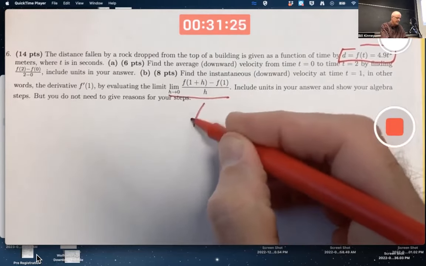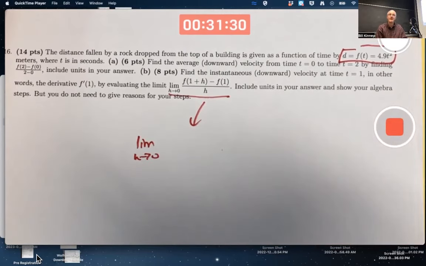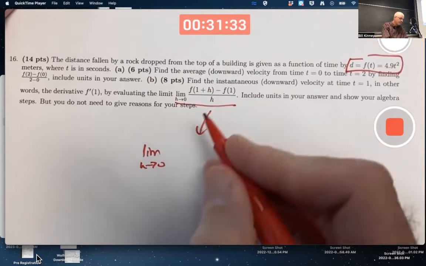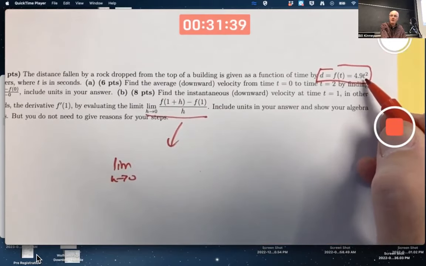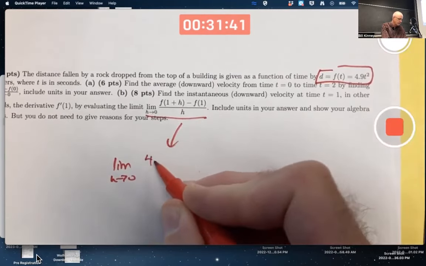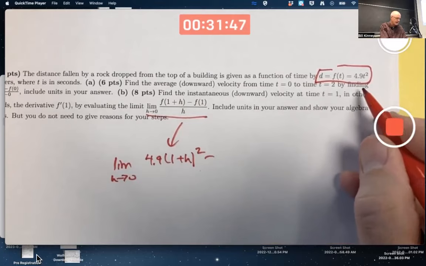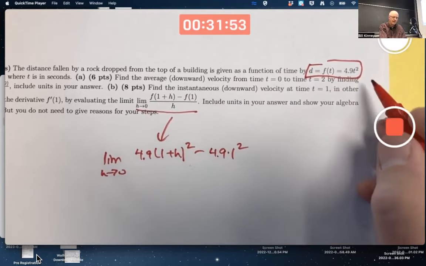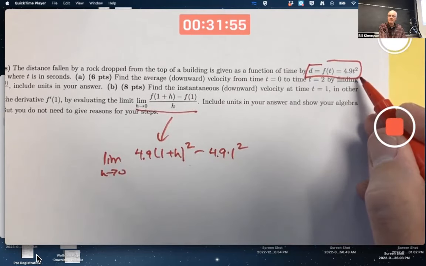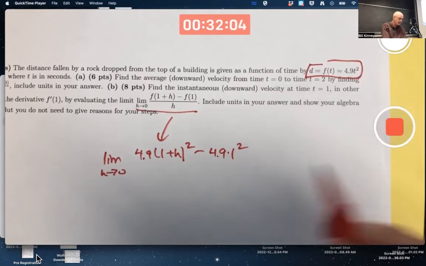As far as doing this limit, again, keep the limit sign there as you go. Only get rid of it at the very end. Some people were sloppy about that. And understand function notation. f of 1 plus h, go to that formula, replace t with 1 plus h. So you get 4.9 times the entire quantity 1 plus h squared. Minus f of 1. f of 1 is 4.9 times 1 squared. It's the 1 that's getting squared. That's the value t. Some people, for some reason, squared the 4.9. Order of operations is to plug the number in for t, square that, and then multiply by 4.9.